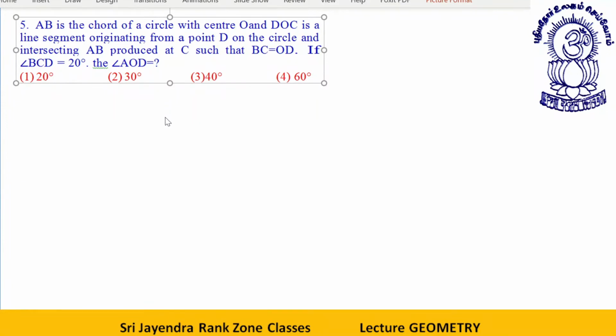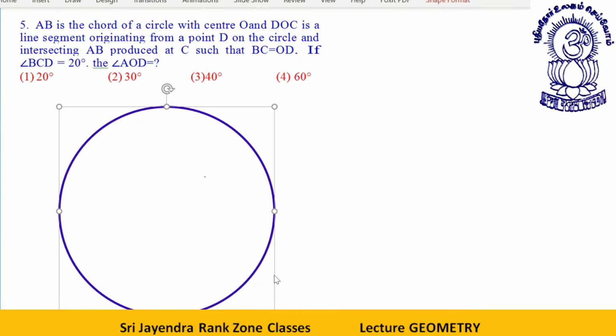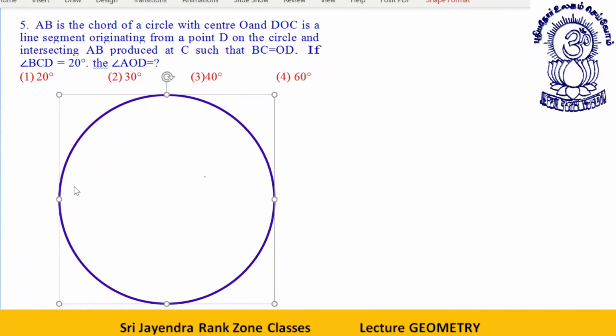AB is a chord of a circle with center O, and DOC is a line segment originating from a point D on the circle. Let's start with a circle. This is AB, and DOC is a line segment originating from a point D on the circle and intersecting AB produced at C. This passes through the circle with center O, so you have a center O, you have a line DOC.